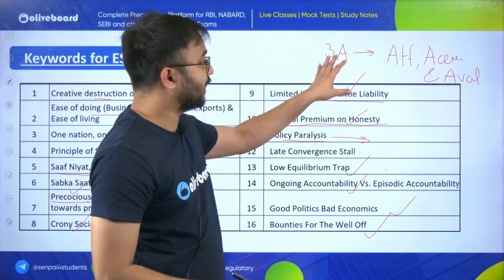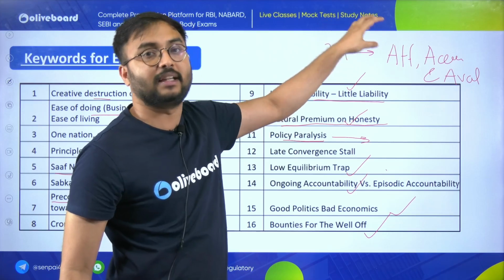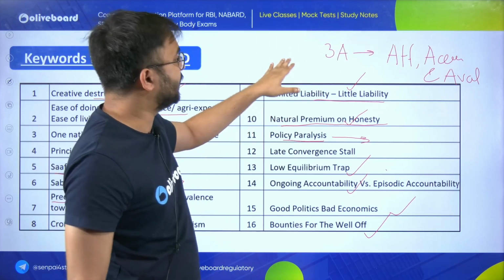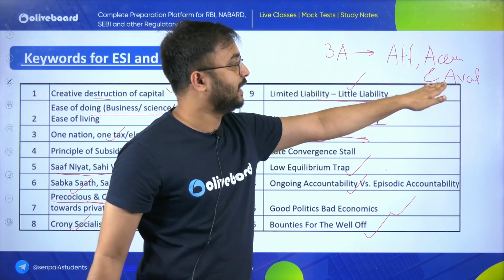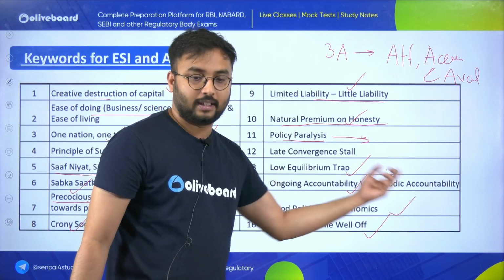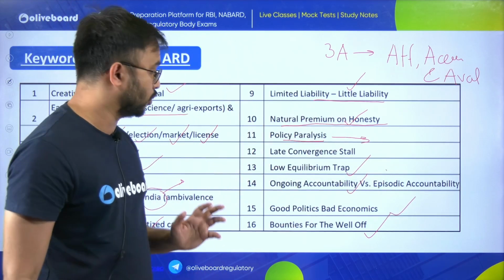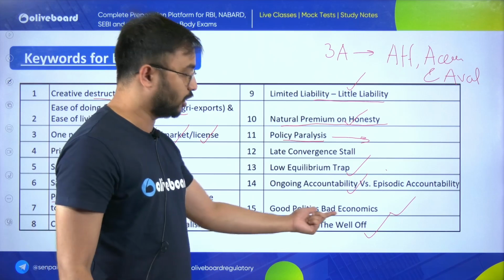So in this way you can write, if any problem is there or government is being constructively criticized, at that time you can talk about how the 3A approach should be followed, in which affordability, accessibility and availability are there. Similarly, ongoing accountability, episodic accountability. Such advanced keywords also could be used. Bounties for well-off, good politics, bad economics. So this also you can use.